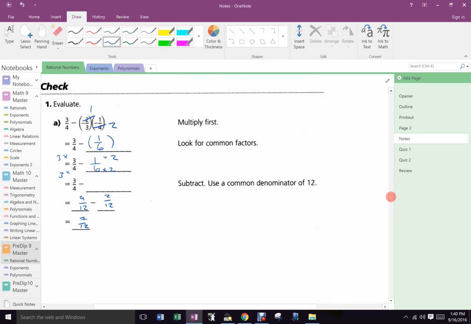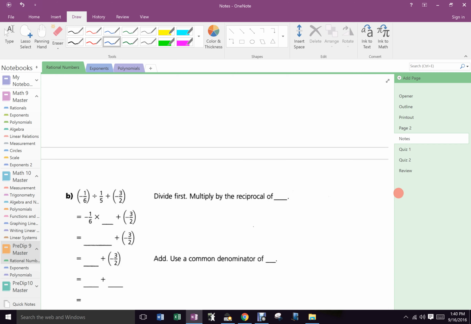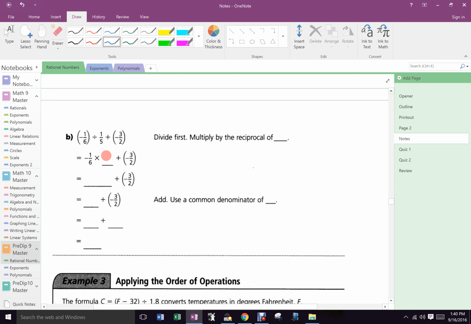Everybody got 7/12, yes? Yeah. Excellent. Now this one. Again, don't use the lines if you don't need to. They're there to help you, though. Yes, 7.